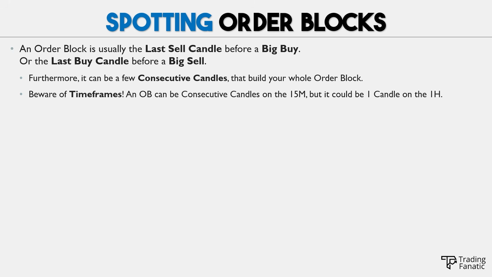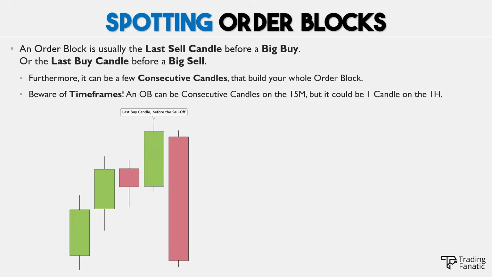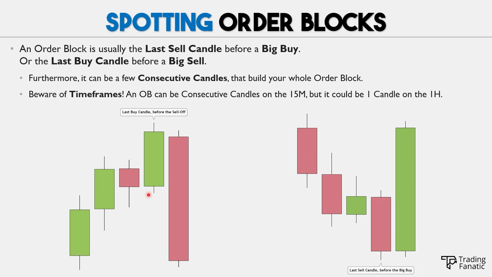Okay? Now, a little detail that you should be aware of is time frames, because an order block can be consecutive, let's say, for example, consecutive 3 or 4 candles on the 15-minute, but it could just be one candle on the 1-hour time frame. So I'm going to teach you that later on, but you always have to also be observing the time frames. So here is how a bearish order block looks like. We're having a very big buy, the last buy candle before the very big sell-off. Okay, so in this case, this bullish candle is going to be our bearish order block or bearish supply zone. Okay, and here is the opposite example.